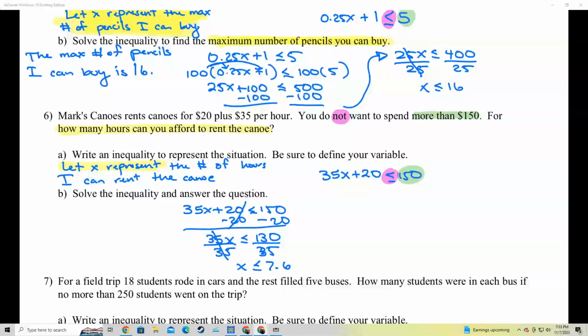Yeah, that wasn't even close. It should have been a 3.7. Sorry for that. I thought I could remember from the class today, but no. Hey, that decimal goes on forever. We're just going to chop it off at 3.7. So what does that mean? That means we can rent the canoe for 3.7 hours or less.